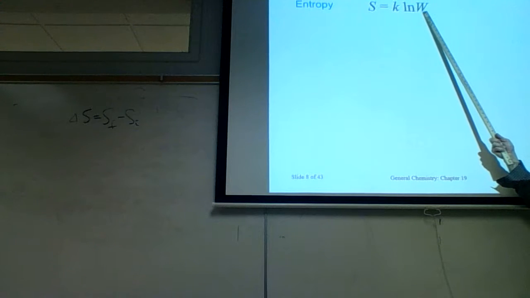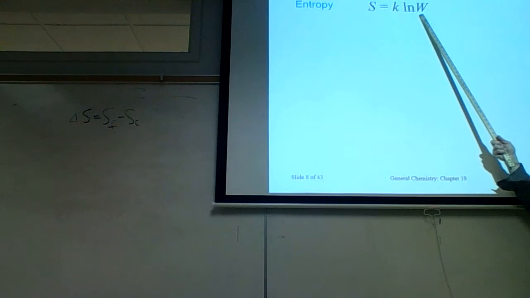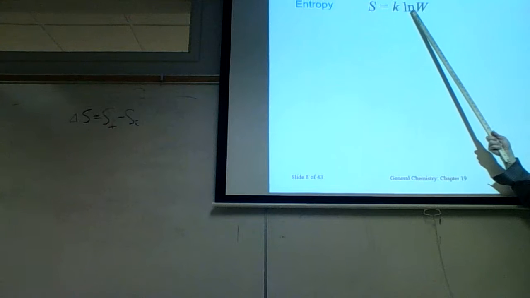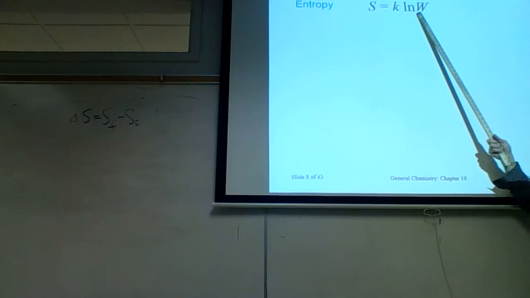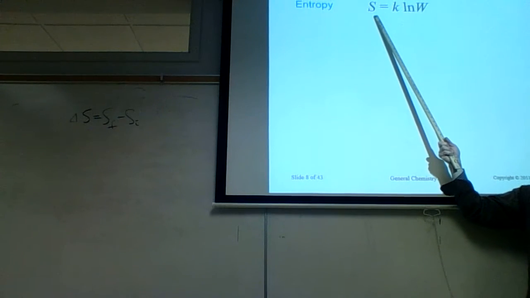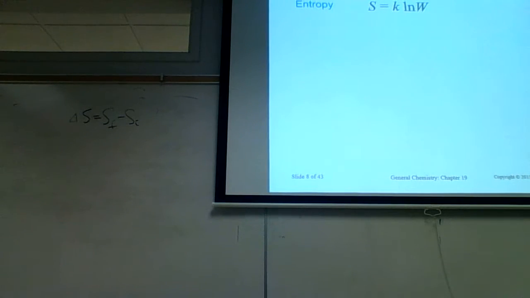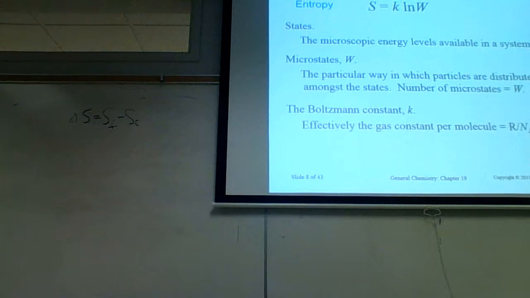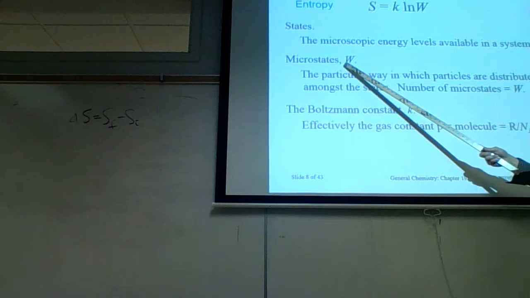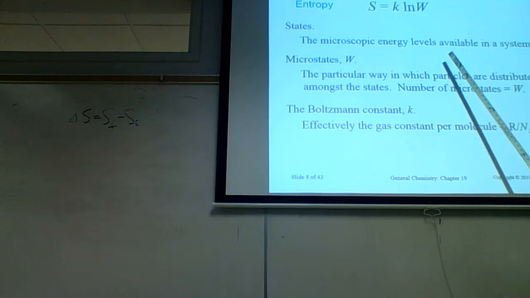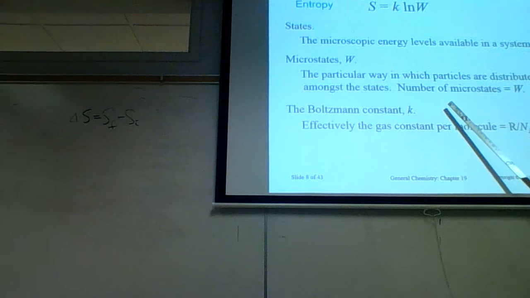So if W is equal to 1, there's one way of arranging everything. Then the natural log of 1 is 0. And that means the entropy is 0, the absolute entropy. And so using the Boltzmann equation here is this. If everything's perfectly ordered and there's only one way of arranging it, then the entropy should be 0. And so here, W is the microstates, but we can back up.